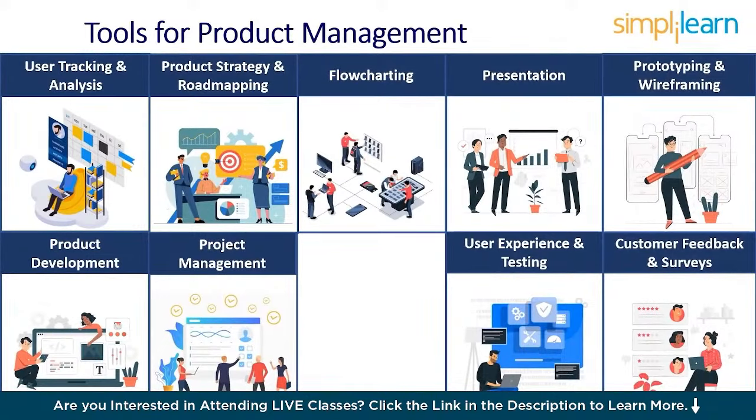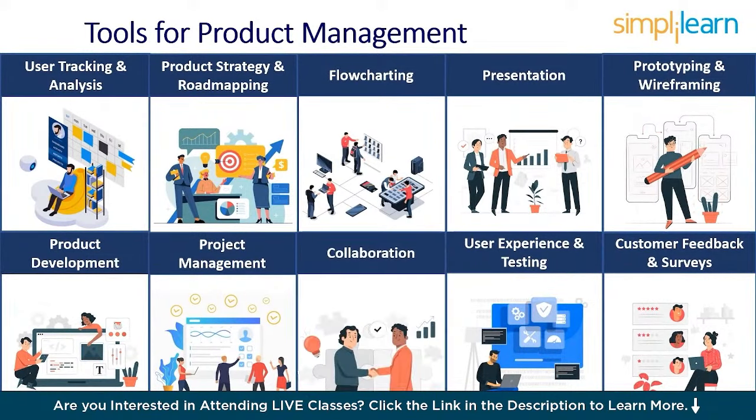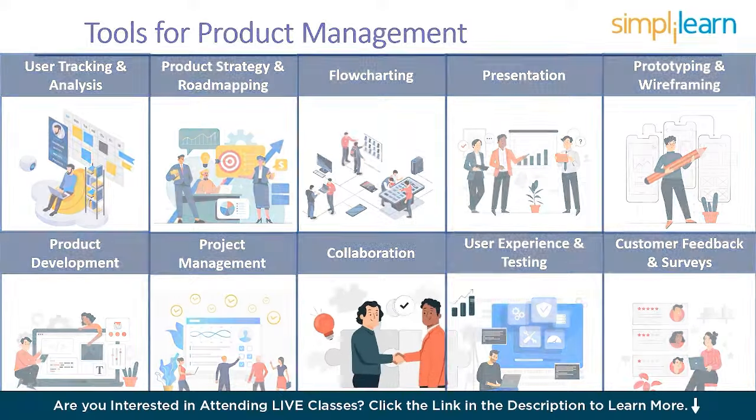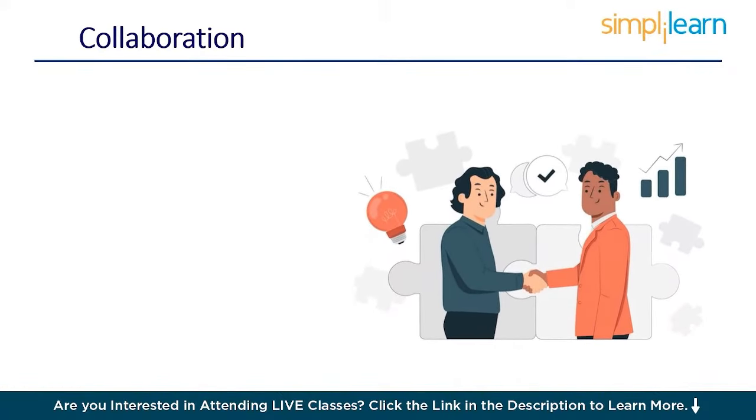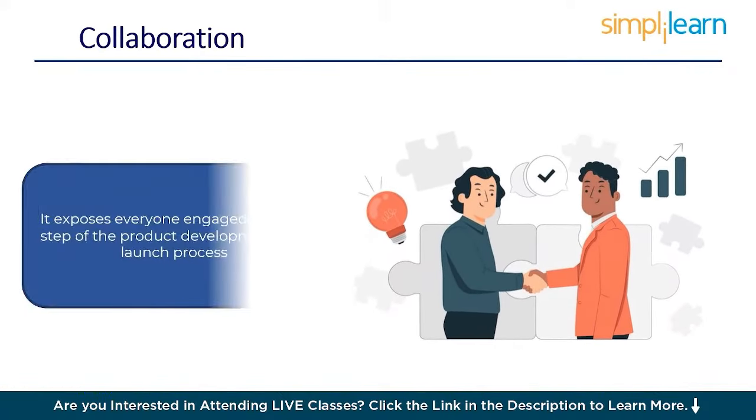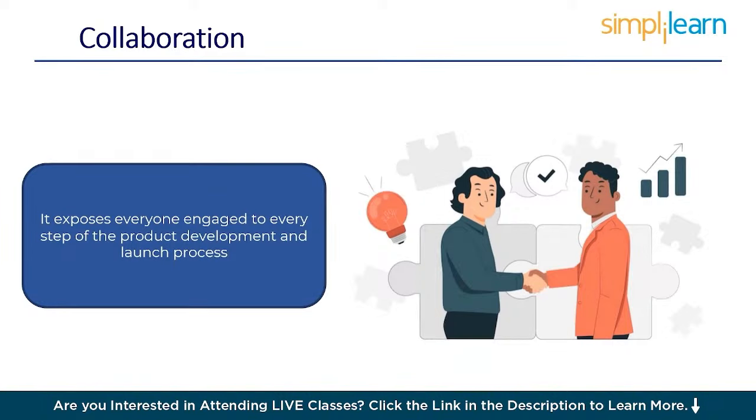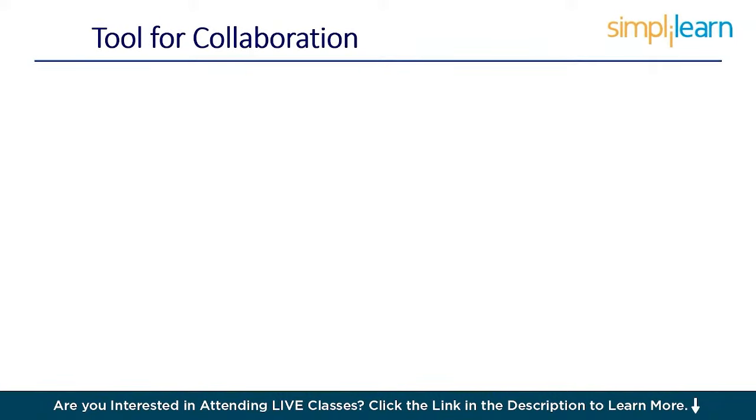So moving on from project management, collaboration is the next functionality of product management. Working in the product sector offers some of the most intriguing opportunities for cross-functional collaboration. Although there are difficulties, which we'll discuss momentarily, it exposes everyone engaged to every step of the product development and launch process. UX designers have the chance to learn more about marketing, and engineers have the chance to learn more about UX design. The tool used for collaboration for product management is Trello.